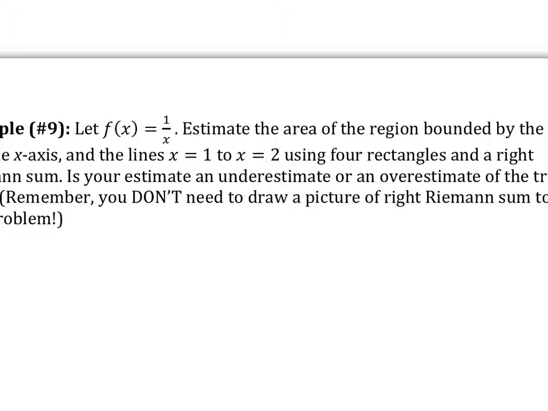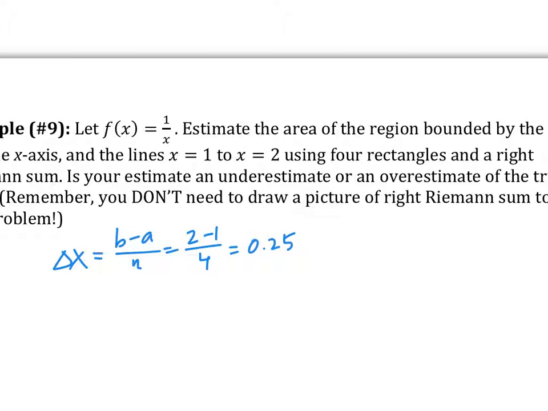Okay, so you have all the information you need to find the right Riemann sum. Go ahead and do that. Okay, so let's go over this one together. First, you should figure out how wide your base is. That is (b minus a) over n, which is (2 minus 1) over 4. That is 1/4 or 0.25.